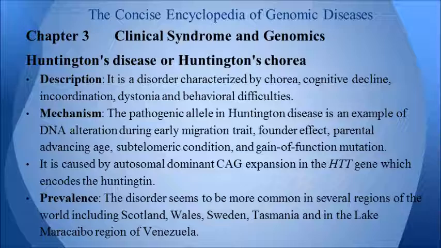At least one allele that matches with the trinucleotide expansion in Huntington disease has an origin in Europe from 4,700 to 10,000 years ago. The pathogenic allele in Huntington disease is an example of DNA alteration during early migration trait, founder effect, parental advancing age, subtelomeric condition, gain-of-function mutation. The disorder seems to be more common in several regions of the world, including Scotland, Wales, Sweden, Tasmania, and in the Lake Maracaibo region of Venezuela.